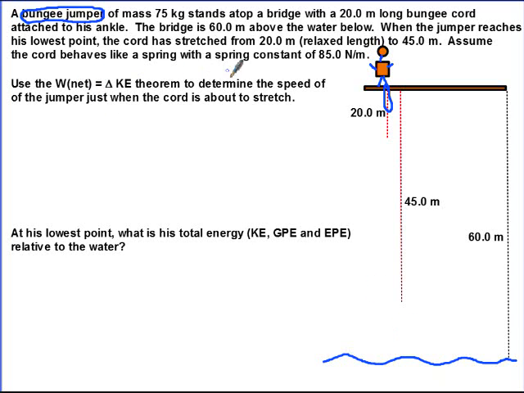Assume the cord behaves like a spring with a spring constant of 85 newtons per meter. So a fairly strong cord. First thing I want to do is use the work net equals delta KE theorem to determine the speed of the jumper when the cord is just about to stretch. Let's just show where that is.